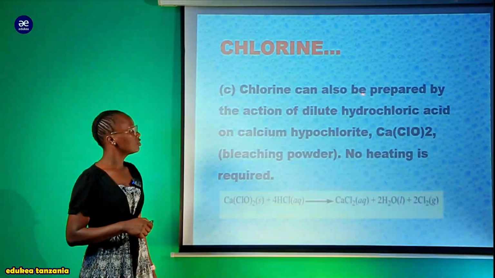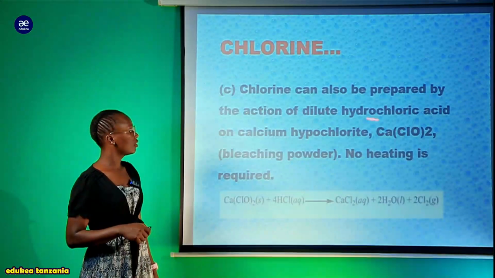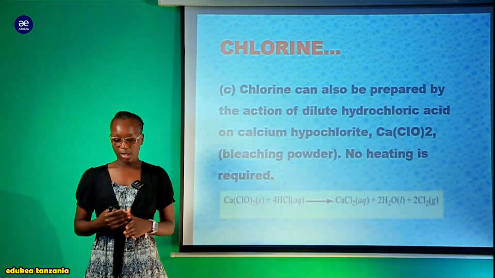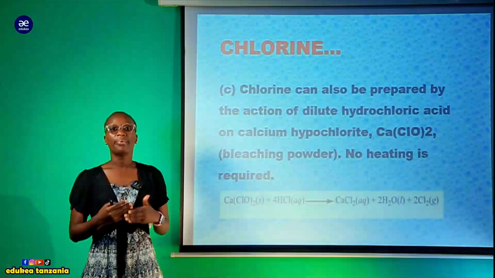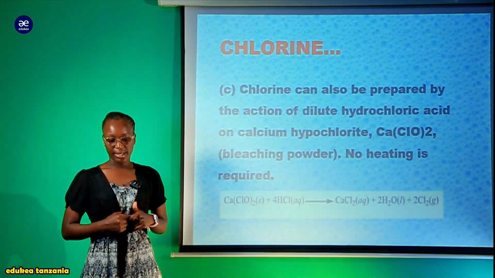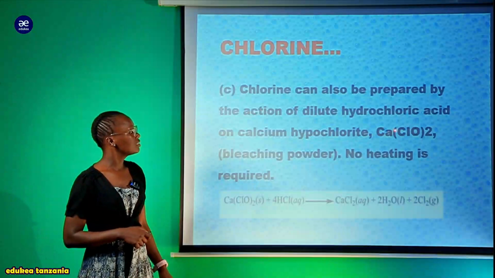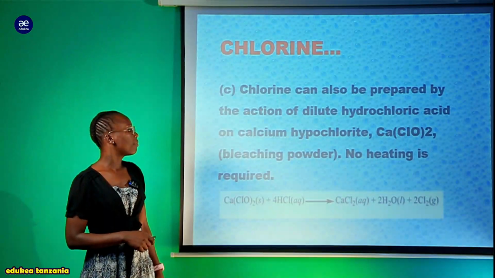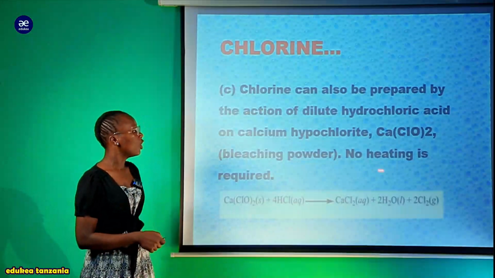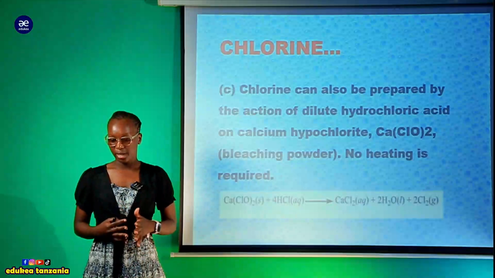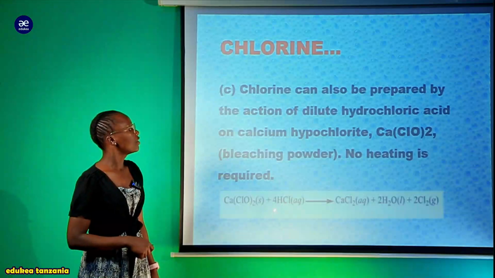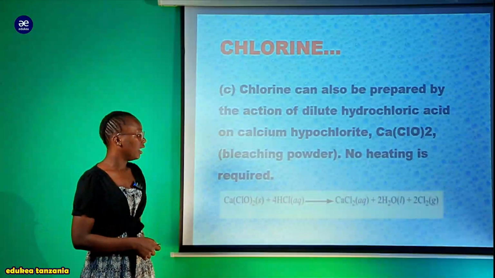Chlorine can also be prepared by the action of dilute hydrochloric acid on calcium hypochlorite. Kwamba kumbe tunaweza tukatumia dilute hydrochloric acid and calcium hypochlorite kuprepare chlorine. Now this is calcium hypochlorite, as you see, ambayo in other words is known as bleaching powder, so it has the bleaching power. No heating is required, kwamba hapa hamna heat ambayo inakuwa involved. So calcium hypochlorite plus hydrochloric acid ambayo inakuwa ni diluted inareact.